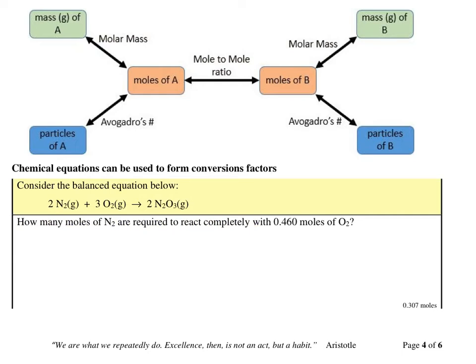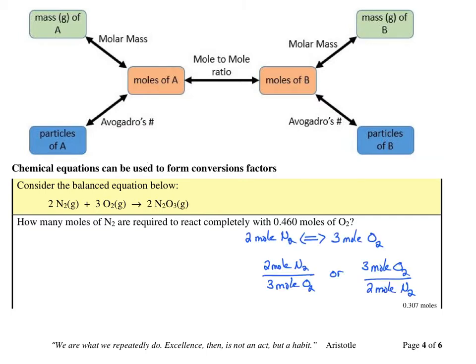Here is a simple stoichiometry problem. We're given a balanced chemical equation. We could check, but we have the same number and type of atoms on the reactant side as we have in the products. The question is, how many moles of nitrogen gas are required to completely react some amount of oxygen? So we're relating one chemical to another, and we're going to use a balanced chemical equation.